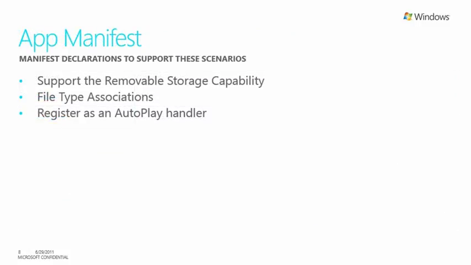So when we get into actually building support for Windows.Storage and device access in your application, we start with adding declarations in the app manifest. In order to support access to these devices, you'd want to declare support for the removable storage capability. You also want to do any file type association. So any file type that you want to access on the device, you need to declare ahead of time in your manifest. And then in certain situations, you would also register as an AutoPlay handler in the manifest as an application.